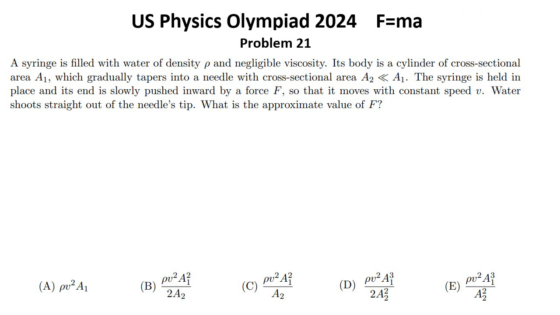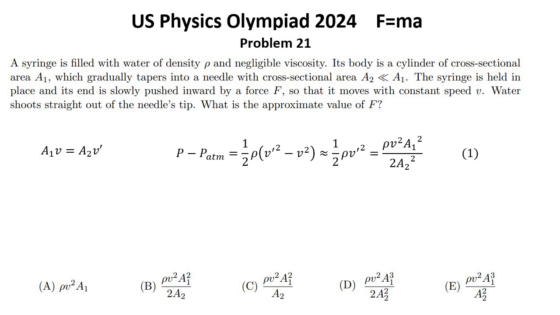Solution to problem number 21. If the water has speed v' when it leaves the needle tip, then A1v equals A2v'. The water outside the syringe has atmospheric pressure, so by Bernoulli's principle, the pressure P of the water inside the syringe obeys equation 1. The required force is the area times the pressure difference.